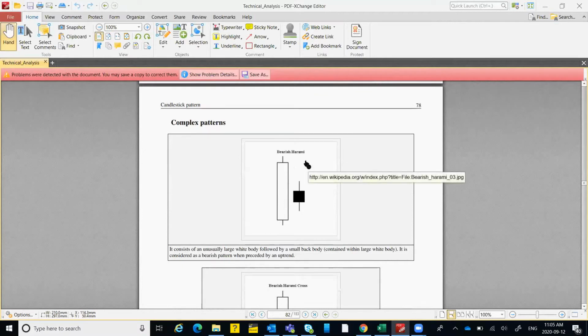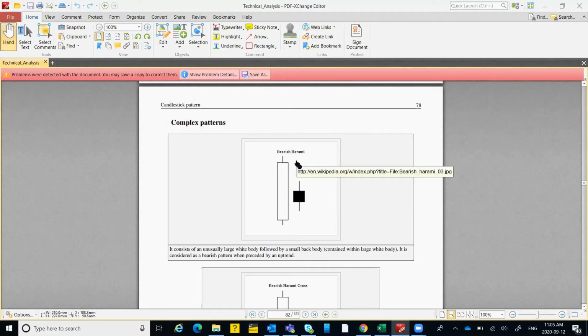Now, this was the end of the normal candlestick patterns. Now we are going to a little bit more complex patterns. I will discuss a few of those complex patterns, and then we'll go back again to the live chart and see how they look in actual life and what they mean.